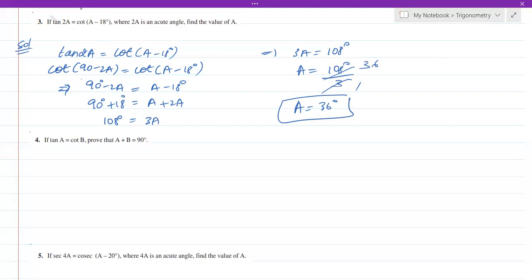That's the value. So here it's a simple logic. If you make both the sides as the same trigonometric ratio, that is both the sides as tan or both the sides as cot, you can equate the angles.